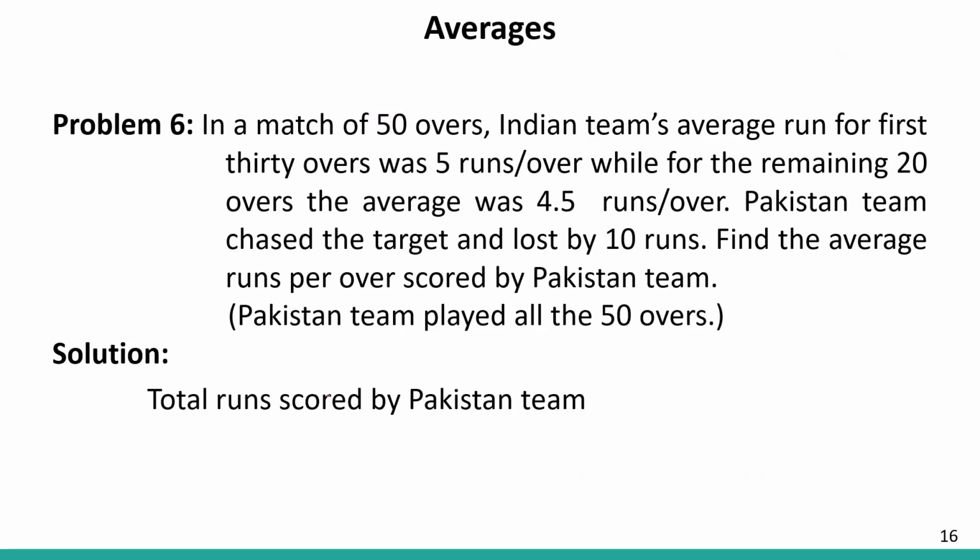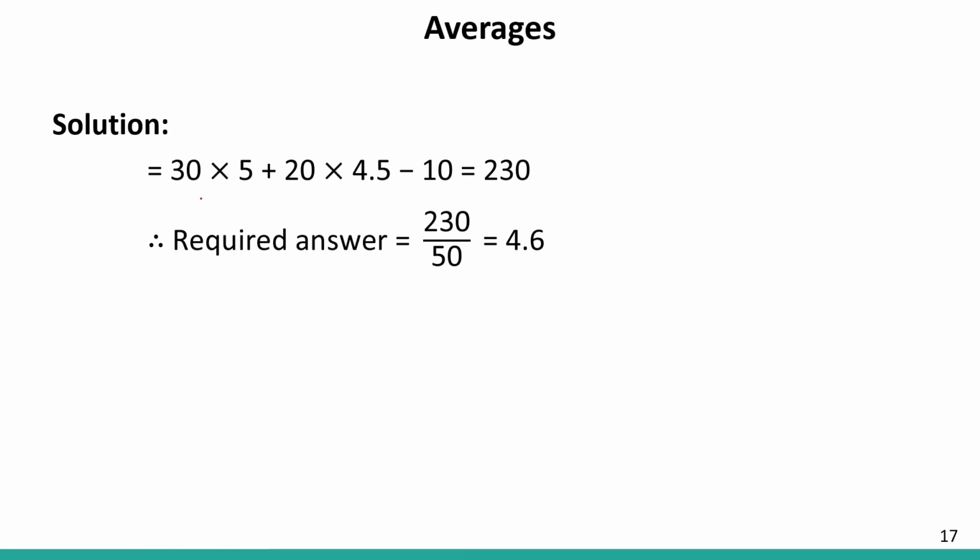Let's see the step-by-step solution. So total runs scored by Pakistan team is equal to 30 into 5 plus 20 into 4.5 minus 10, which is equal to 230. So required answer is equal to 230 by 50. So cancelling a 0 out, what we are left with is 4.6. So this is the correct answer here.